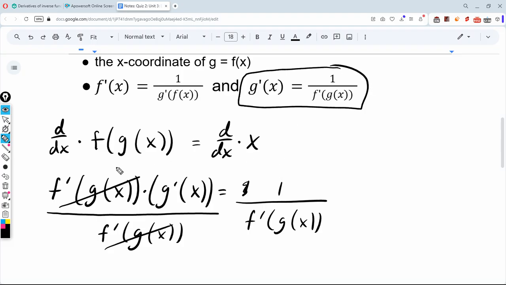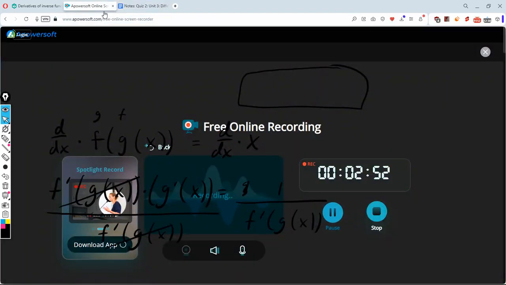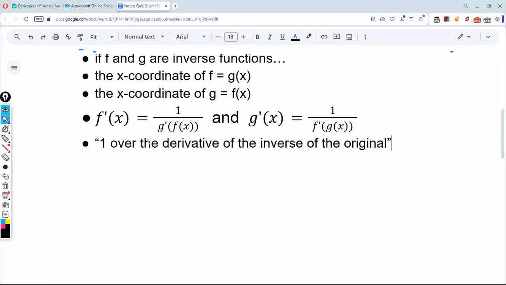And you can do the same exact thing if you have g as the outer function and f as the inner function, and you'll get this one right here. The way I remember it is 1 over the derivative of the inverse of the original. So if you're doing the derivative of f, you take the derivative of the inverse g, evaluated at the original function f.